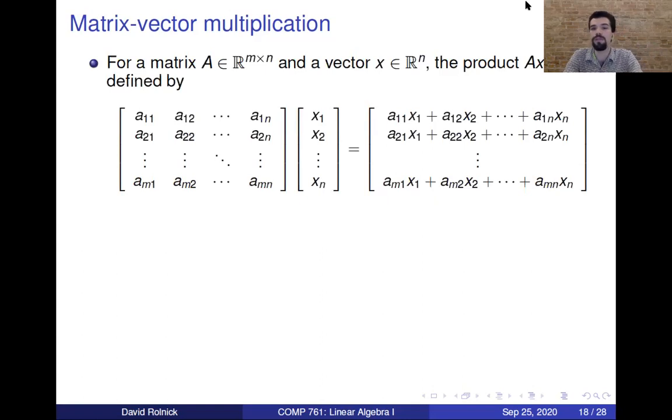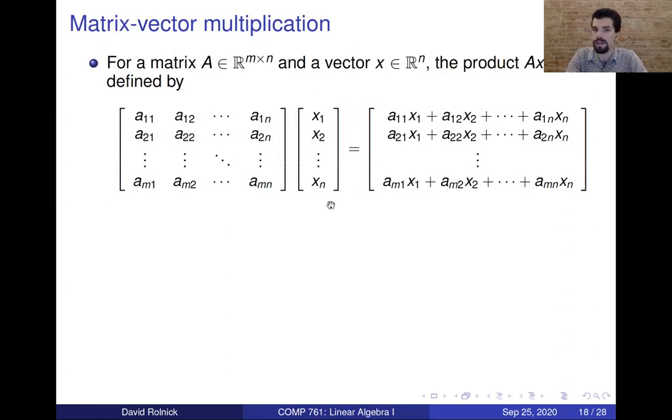Okay, so let's define matrix vector multiplication. If you have a matrix that is M by N and a vector that is N dimensional, then the product is going to be defined like this. You can take the dot product of the vector and the first row of the matrix, the dot product of the vector and the second row of the matrix, and all of these dot products you're going to stack into another vector.